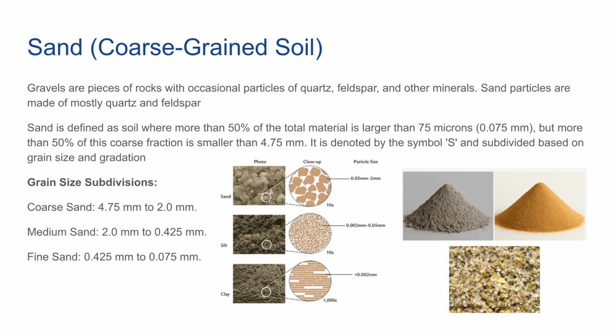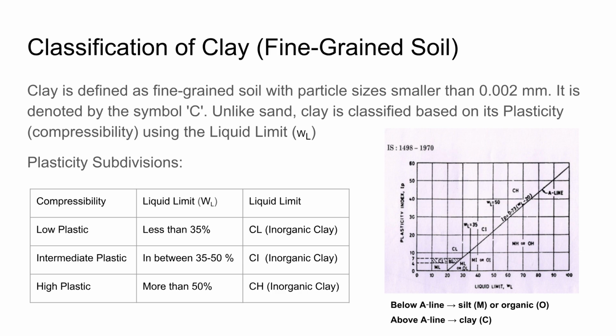It is defined by having more than 50% of the material larger than 75 microns, with most of the coarse fractions smaller than 4.75 millimeters. Sand is subdivided into coarse, medium, and fine based on grain size. Clay is a fine-grained soil with particle sizes smaller than 0.002 millimeters, denoted by C. Unlike sand, clay is classified based on its plasticity, specifically using the liquid limit.